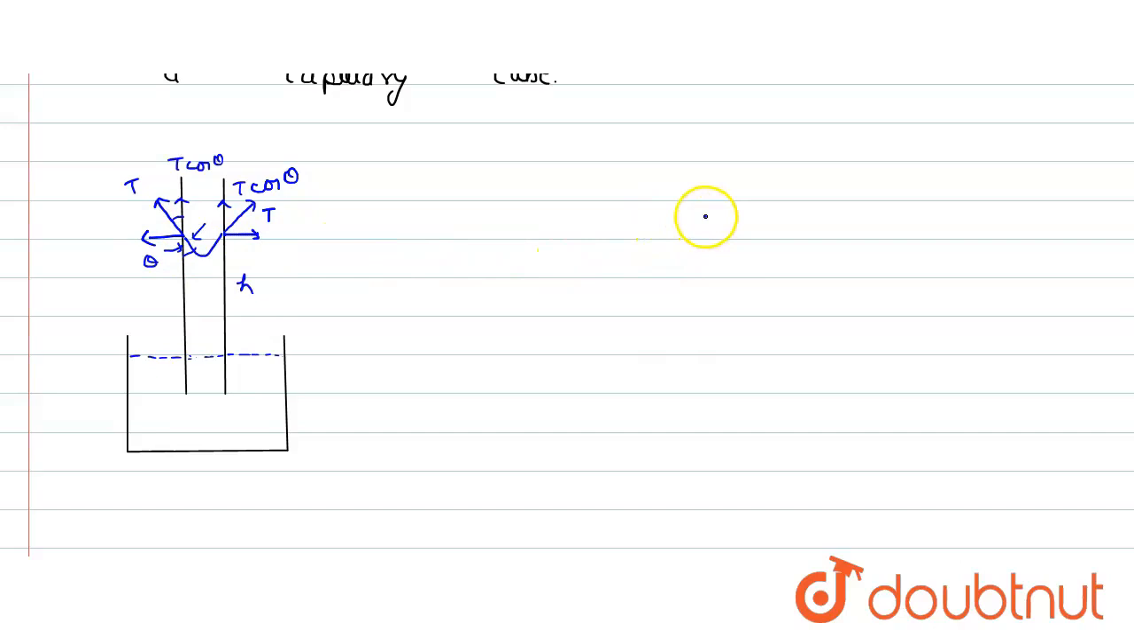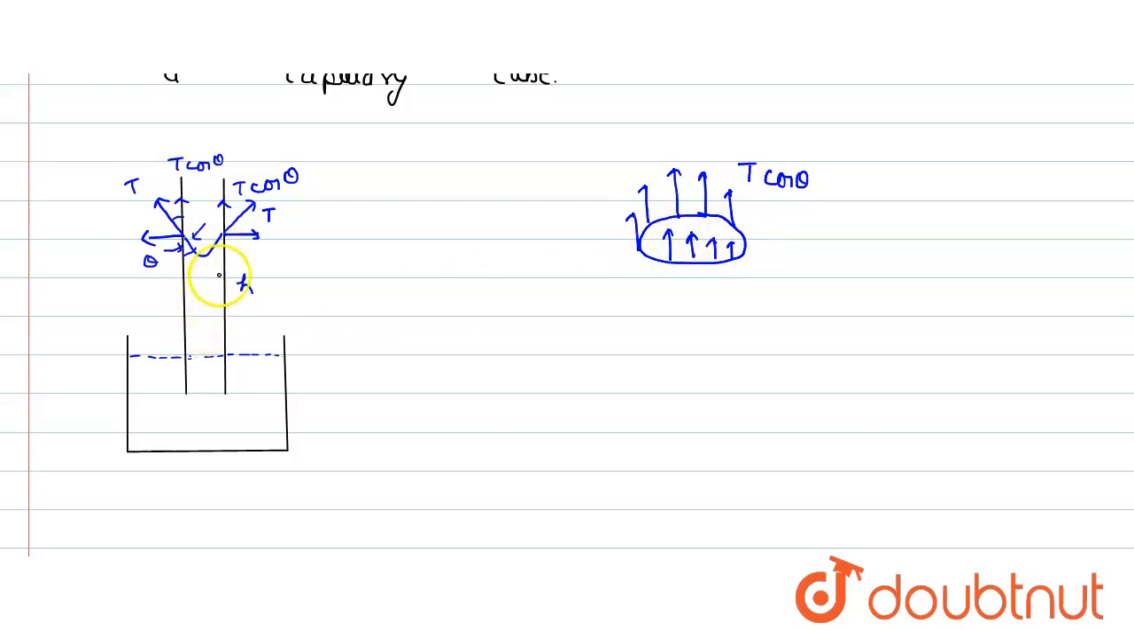If we draw this in 3 dimensions, the surface would look like this. T would be acting on each and every element of this surface, so these are T cos theta acting in the vertical direction on the whole circumference. This is the 3-dimensional view. Now due to this T cos theta acting in the upward direction, the surface tension force would be trying to pull the liquid up.